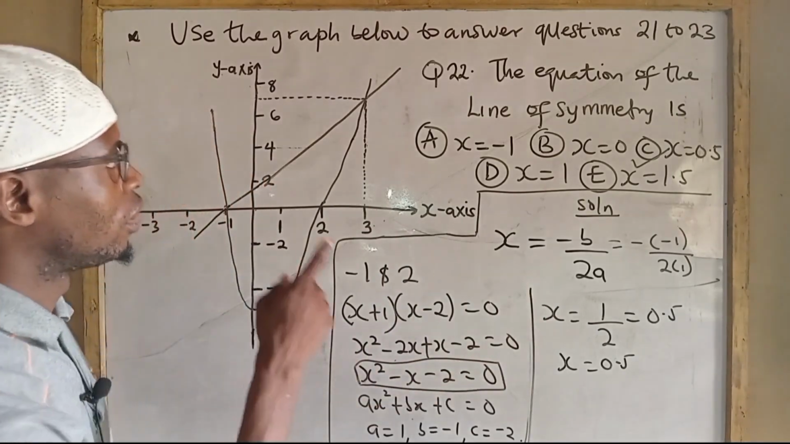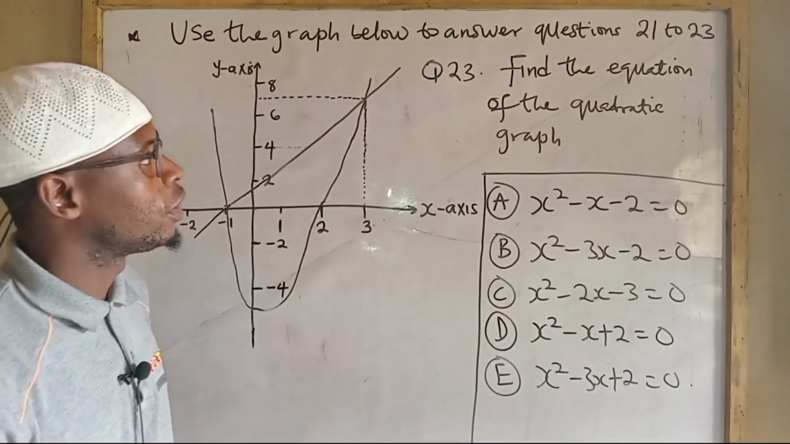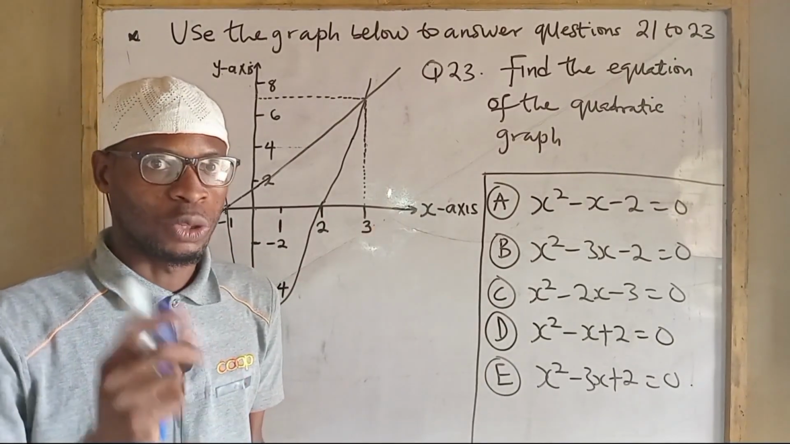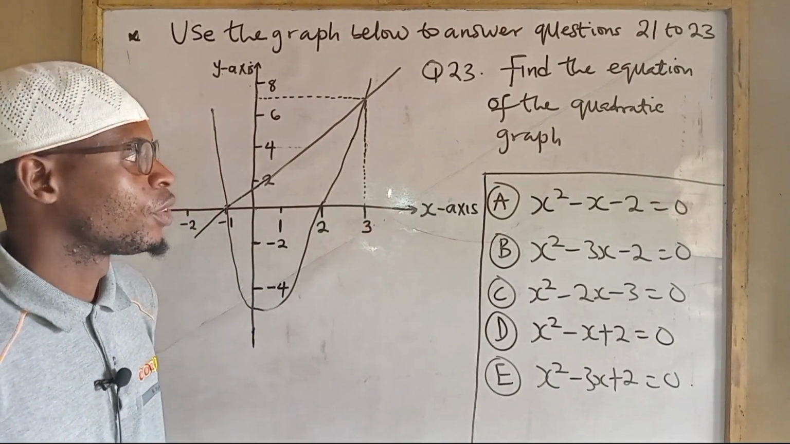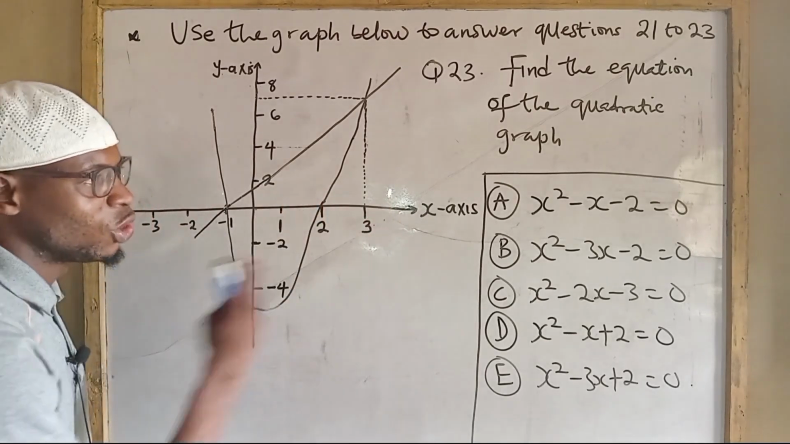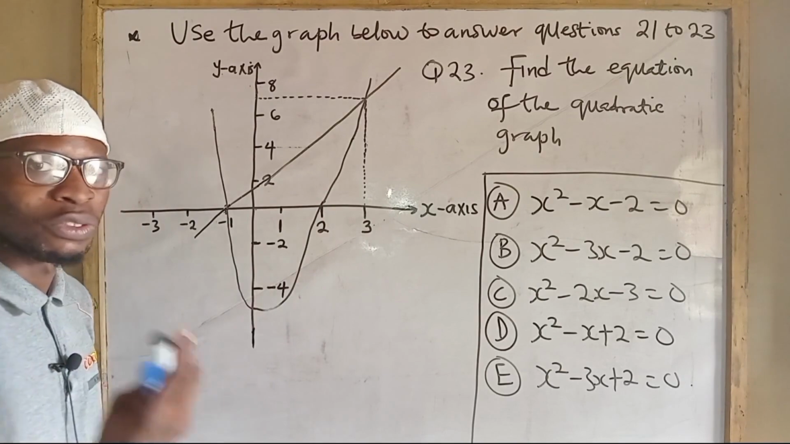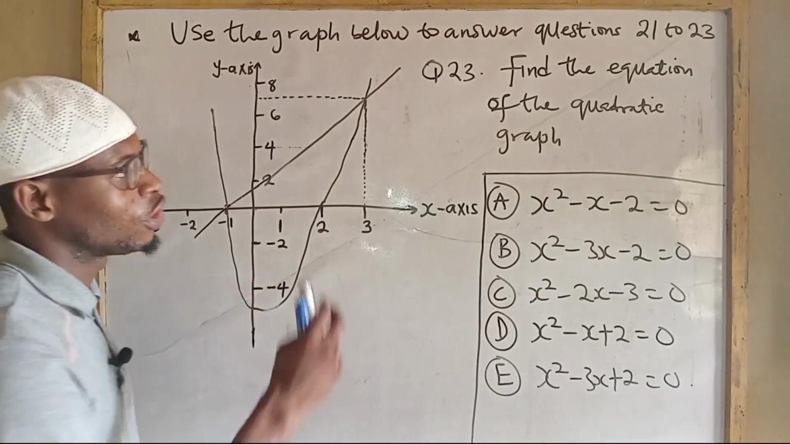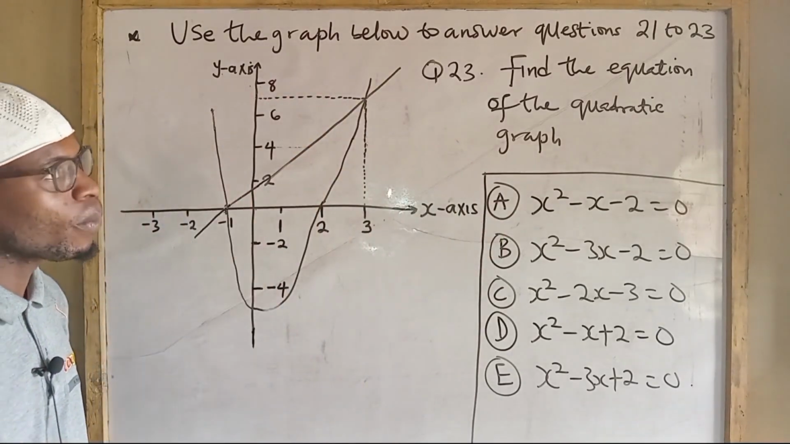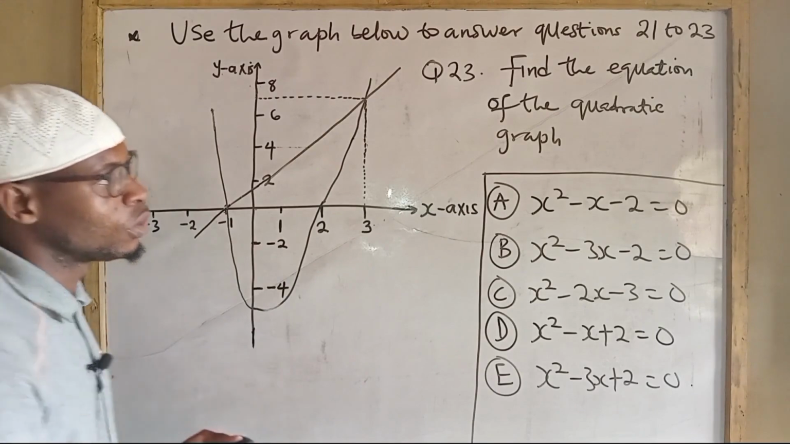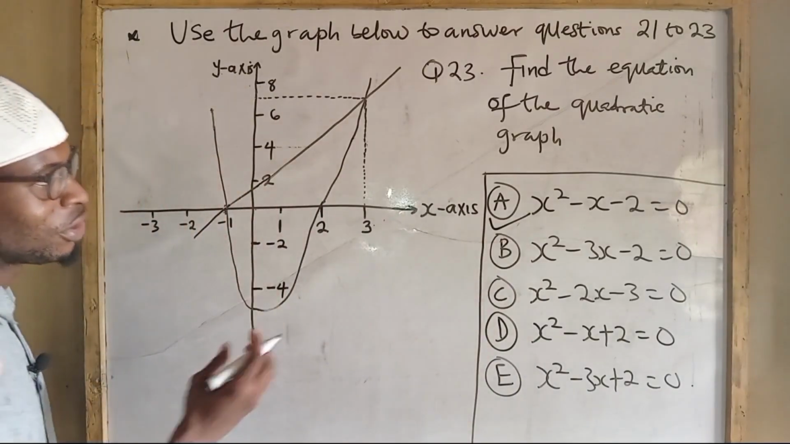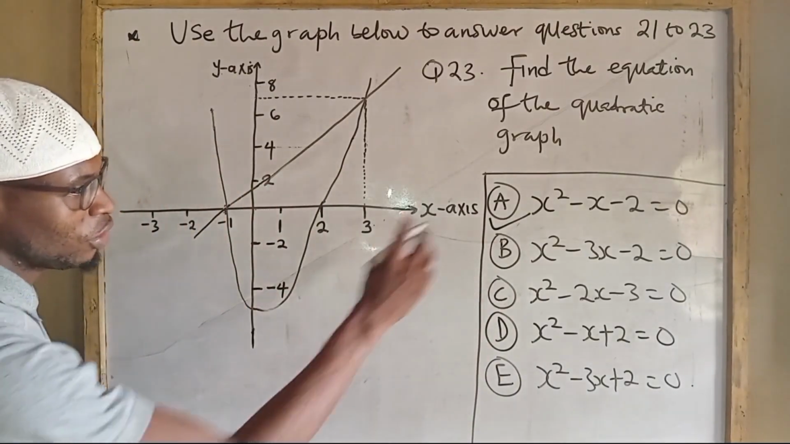Okay, the next question. Question 23 says to find the equation of the quadratic graph. I said you should take note of one equation in question 22, because we have already solved this problem there. That is why I advise you to always watch the video till the end, because of vital information like this. I've already solved this in question 22, and my answer is A. But let me show it again for better understanding.